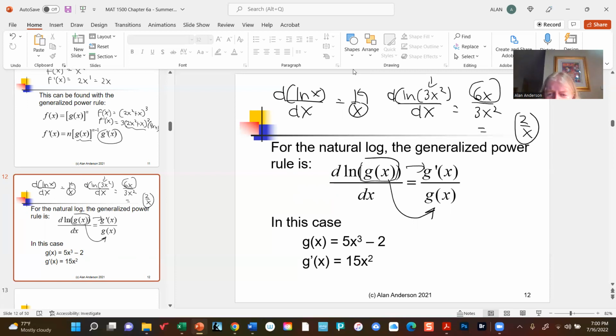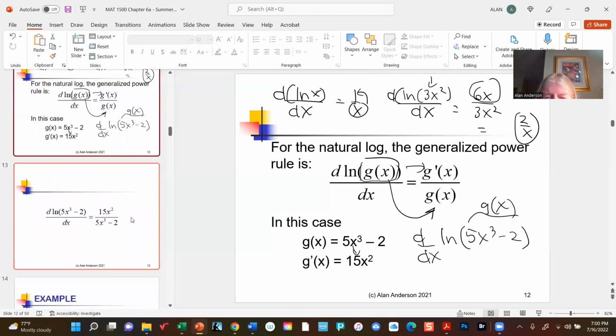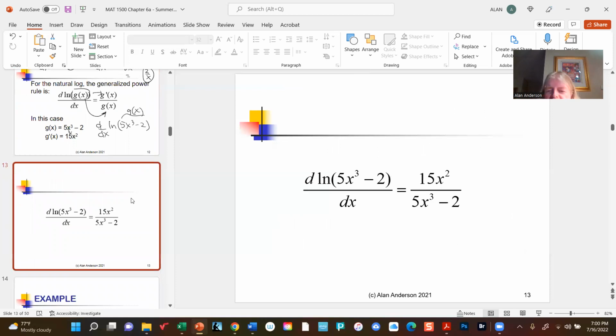So anyway, from our original problem, we have 5x cubed minus 2. So this is our g of x. And of course, based on the power rule, the derivative g prime of x is 15x squared. So in the next slide, we'll see that the result of this is very simply g prime of x, which is 15x squared, over g of x, and we're all set.